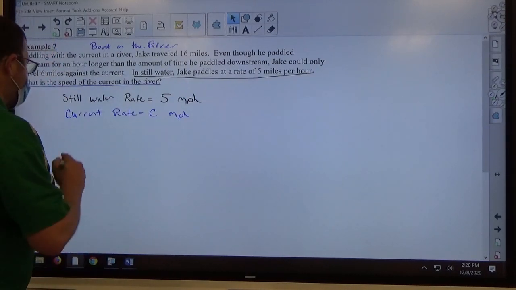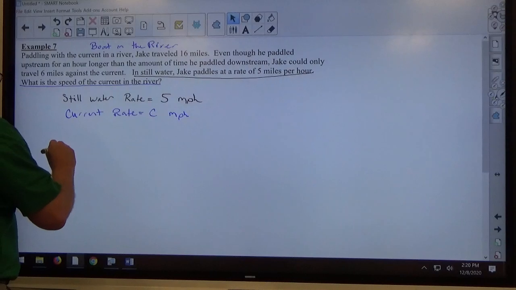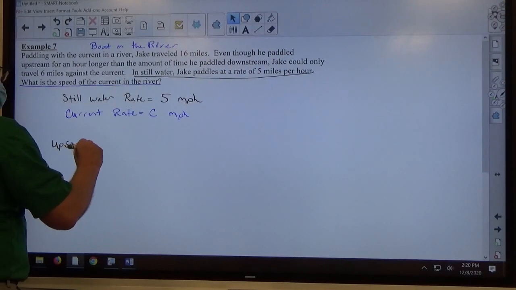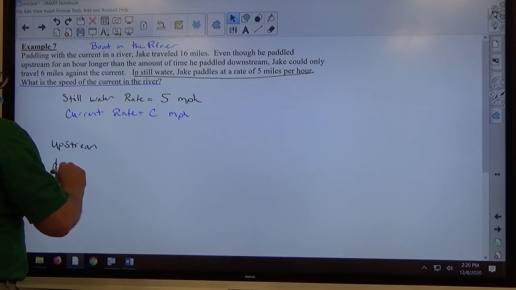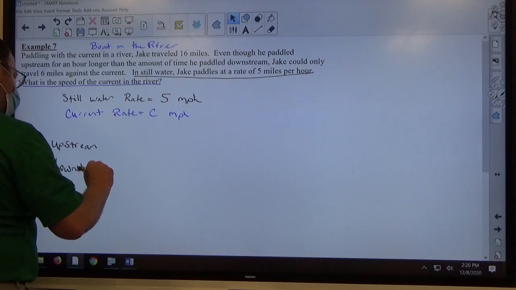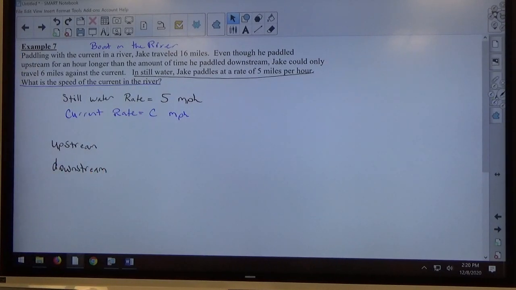So if I'm looking at this and I have upstream and downstream, I'm assuming that we all have some experience maybe floating down a river on a canoe or an inner tube, or maybe going on a boat, or a cow tank possibly. But upstream means you're going against the current, downstream means you're going with the current. So upstream slower, downstream faster.